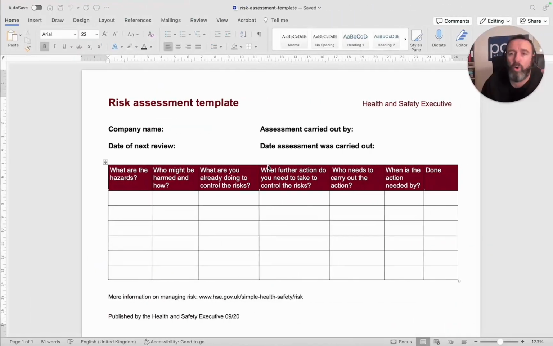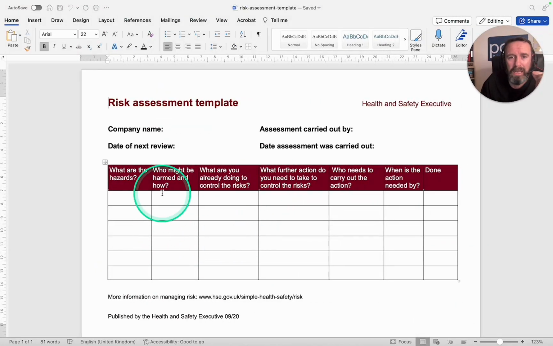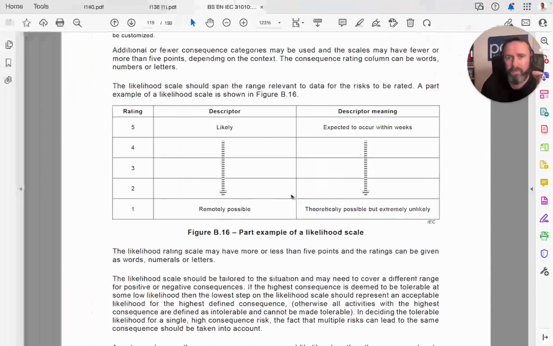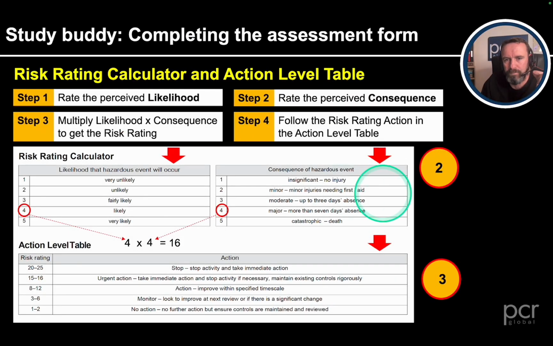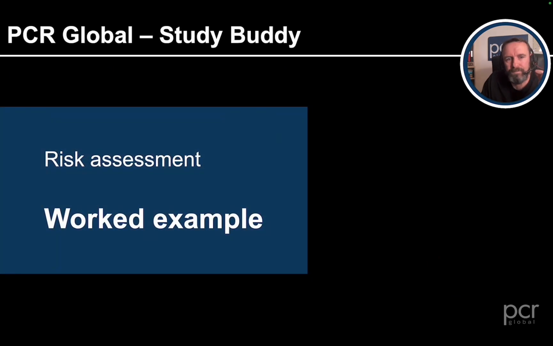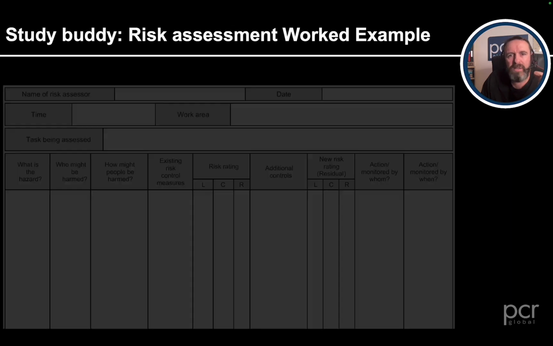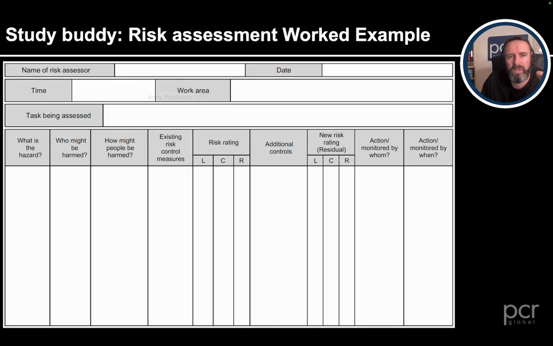Personally, for a normal workplace risk assessment, I am pretty comfortable in just using this type of template from the HSE. Okay, moving on again. We're now going to look at a worked example. Okay, so let's go through it.